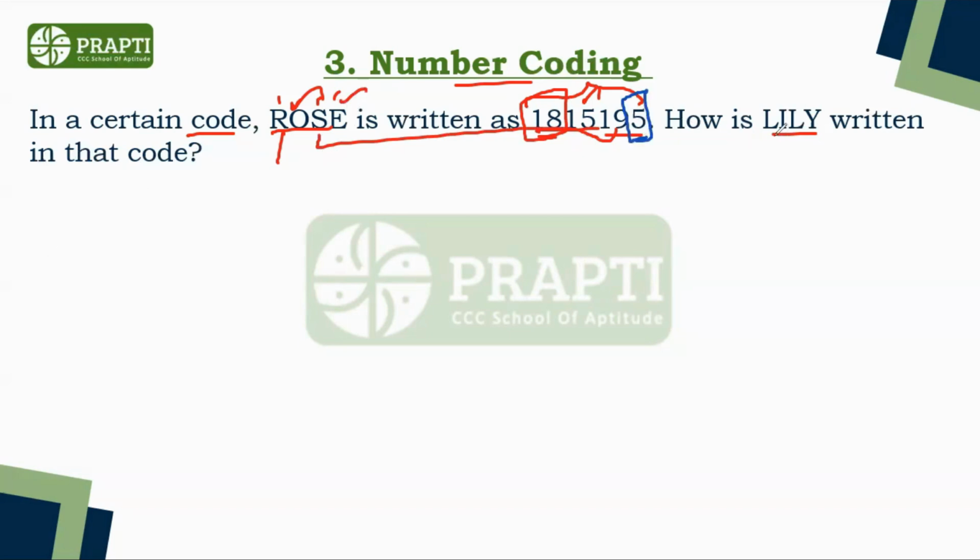In the same manner, L. What is the numerical value of L? 12. For I, 9. For L, again 12. And for Y, everyone knows that 25.